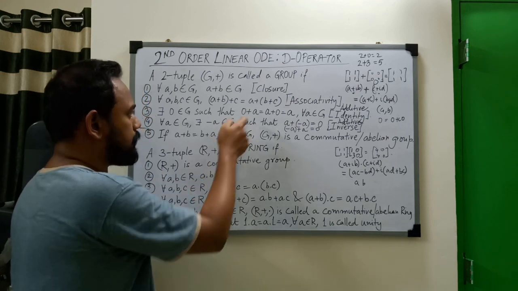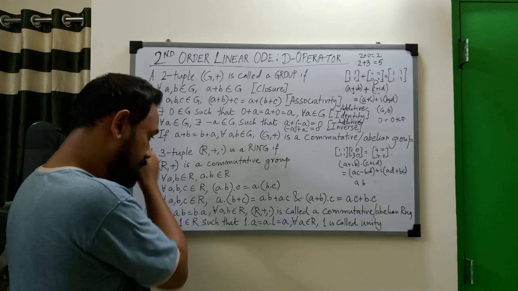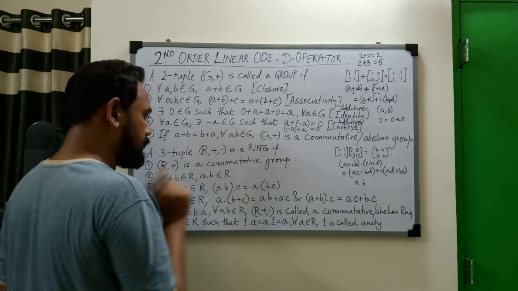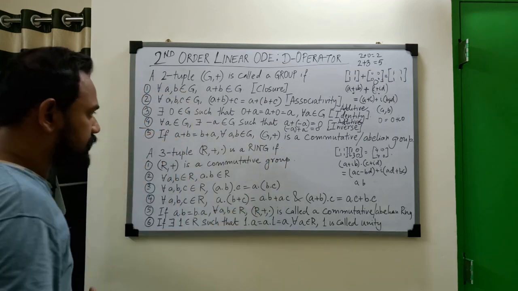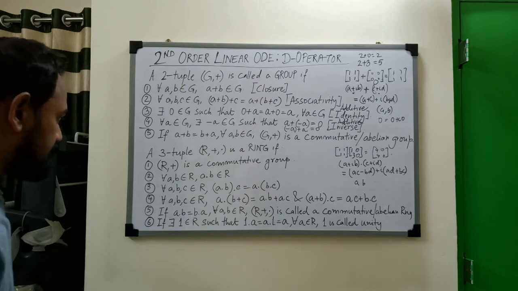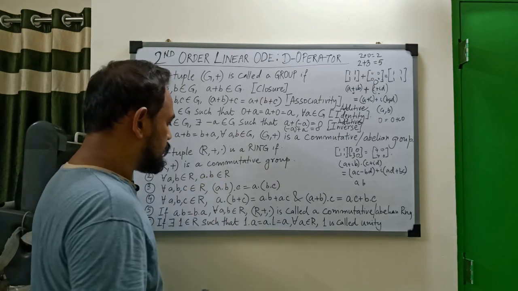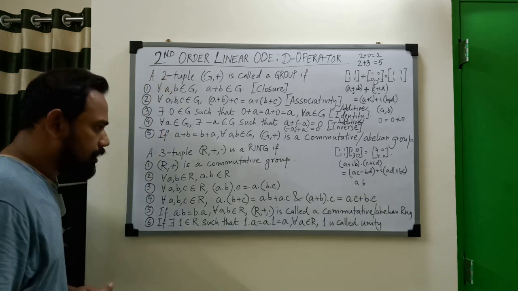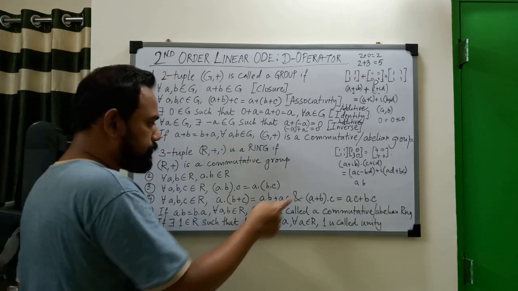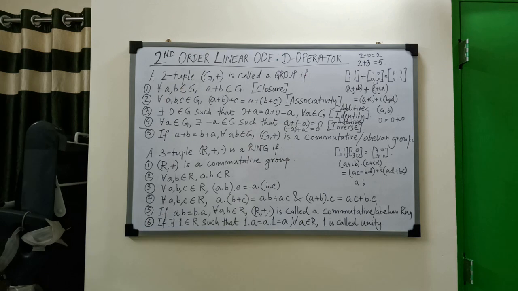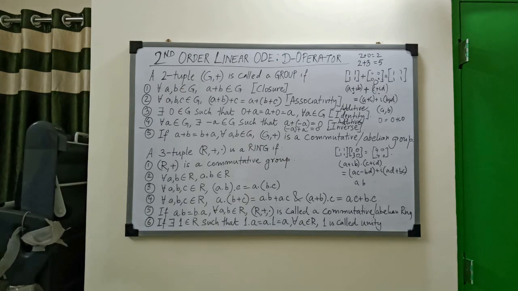The multiplication should be closed and associative. R with a plus sign should be a commutative group, and those follow everything over here. And the two must be connected. The multiplication and the addition must be connected somehow, by what is called the distribution property. I'll just write it here.